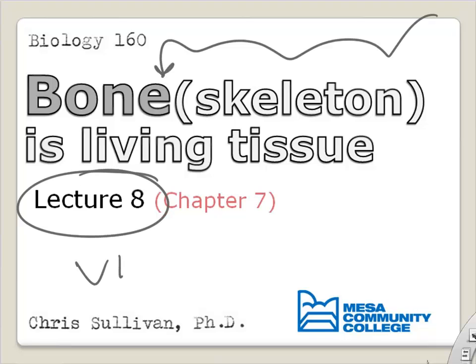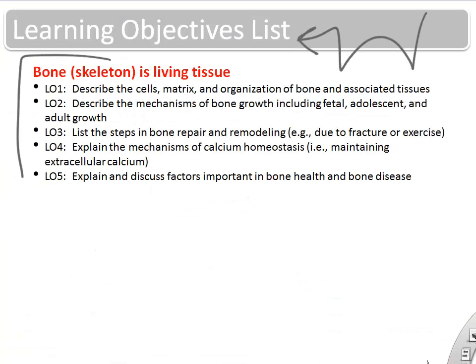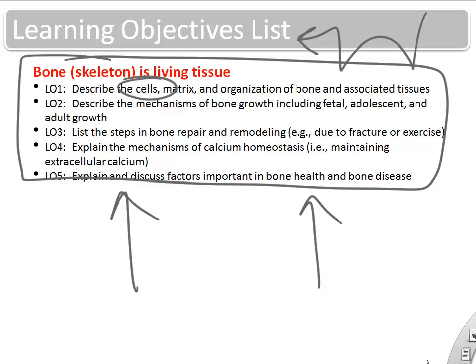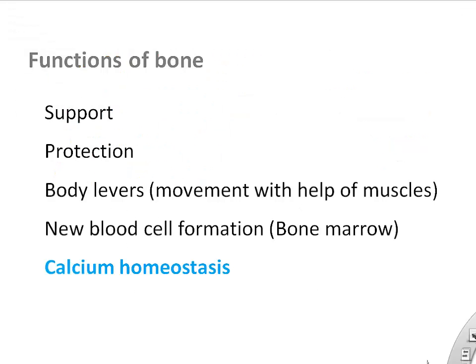This video is on bone and the tissues of the skeleton. The learning objectives that we'll cover are here. We'll cover a little bit about what bone's made of, cells and matrix. We'll talk about bone growth and remodeling, and quite a bit about calcium homeostasis, which involves our bones.